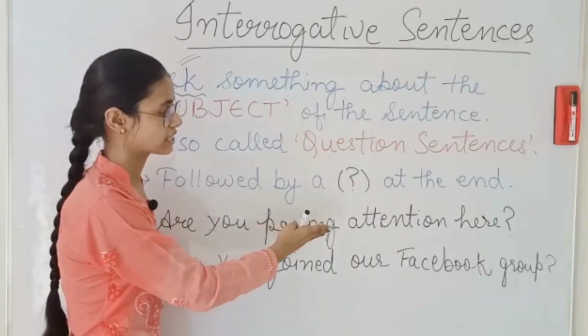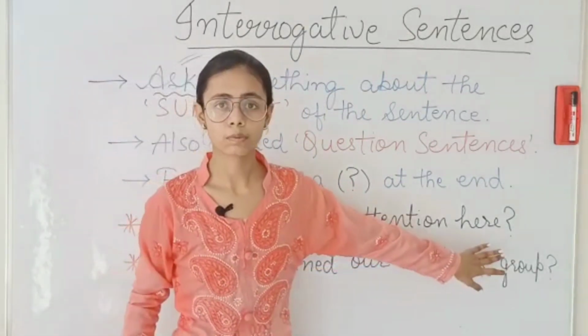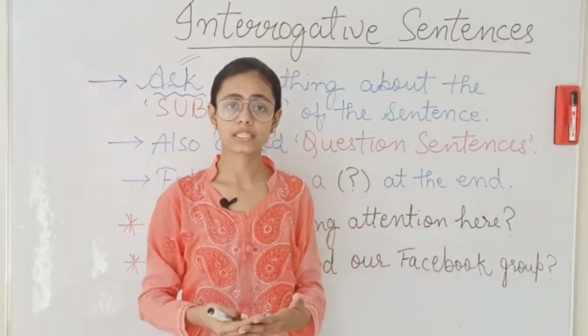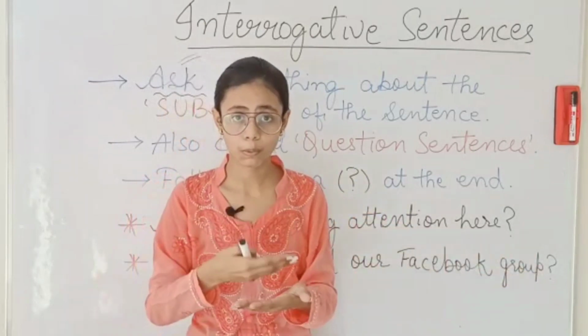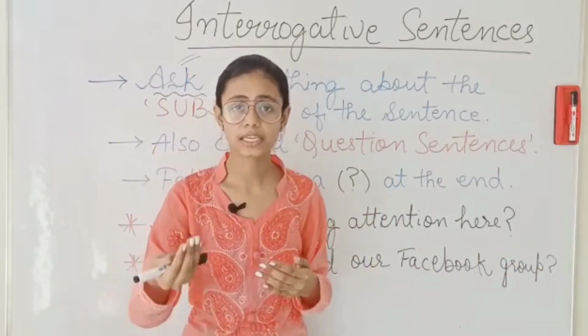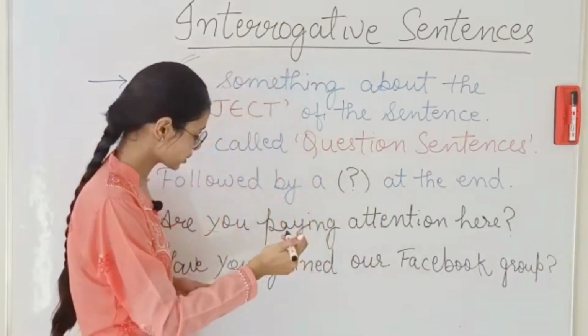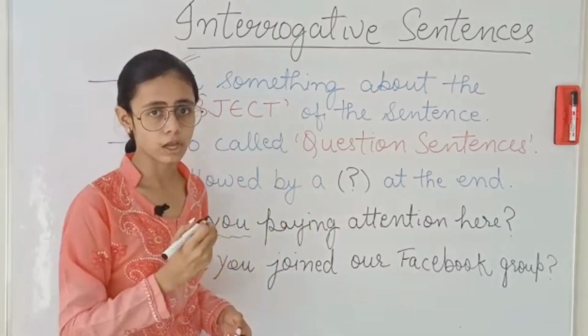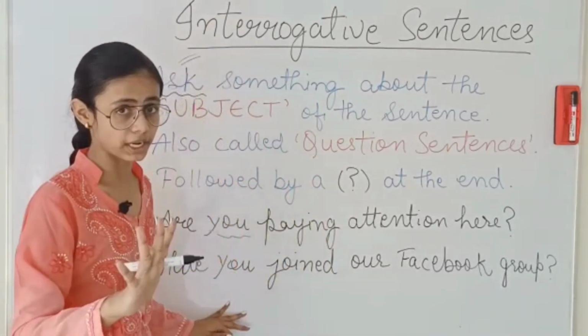Alright, let's have a look at some examples here. Are you paying attention here? Followed by a question mark. So this is actually a question which asks you whether you are paying attention here or not. This is questioning the subject here. Alright? So this is an interrogative sentence.